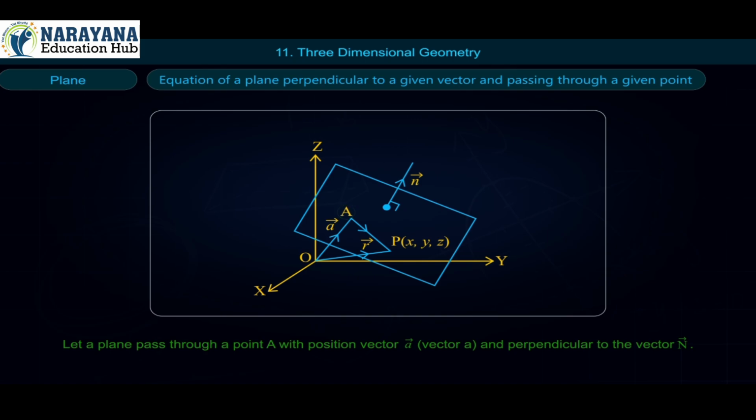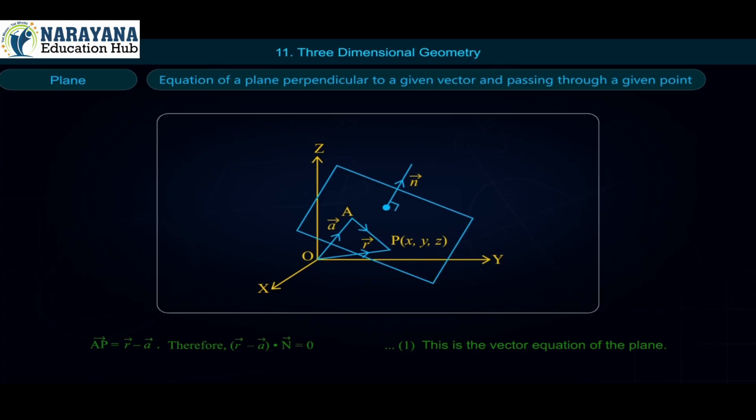Let a plane pass through a point A with position vector a and be perpendicular to the vector n. Let vector r be the position vector of any point P(x, y, z) in the plane. Then the point P lies in the plane if and only if vector AP is perpendicular to vector n. That is, AP · n = 0. But AP = r - a. Therefore, (r - a) · n = 0. Equation 1. This is the vector equation of the plane.